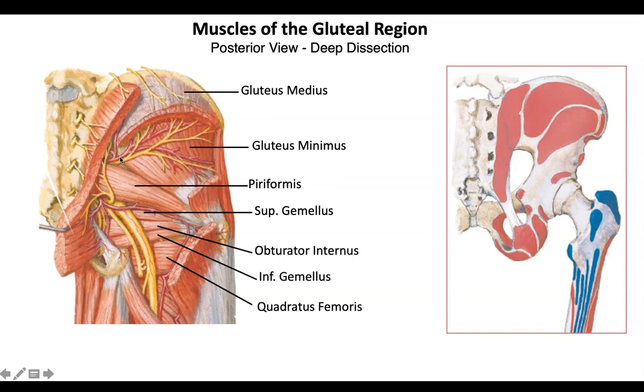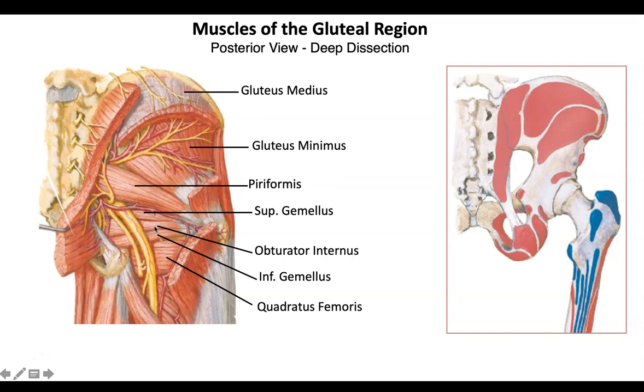Superior to the piriformis muscle, the blood vessels and nerves are the superior gluteal nerve and superior gluteal artery. Inferior to the piriformis muscle are the inferior gluteal nerve and artery. So the piriformis muscle has the key position in the gluteal region.